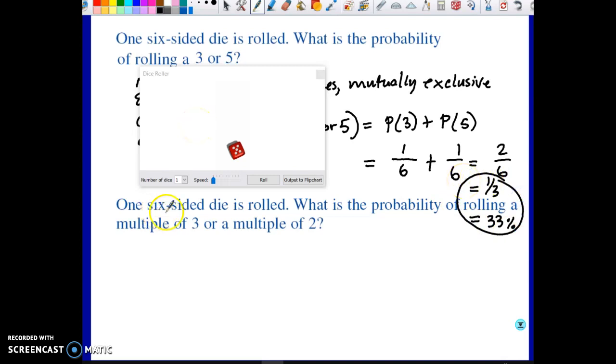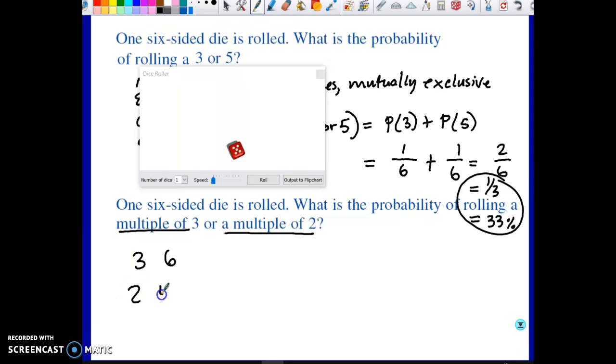Now let's say one 6-sided die is rolled. What is the probability of getting a multiple of 3 or a multiple of 2? Multiple of 3 or a multiple of 2. Is it possible to get a number that is both a multiple of 3 and a multiple of 2? What are the multiples of 3? Okay. Which one of those are on the die? 3 and 6 are. Because it doesn't go past 6. 1, 2, 3, 4, 5, 6.